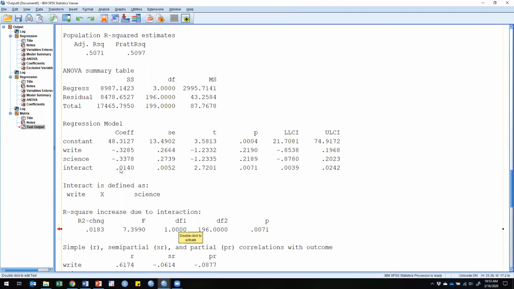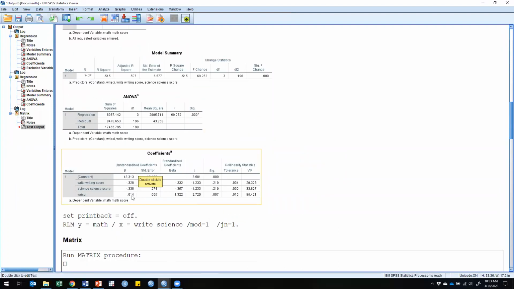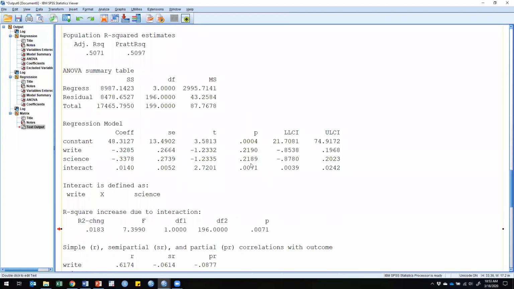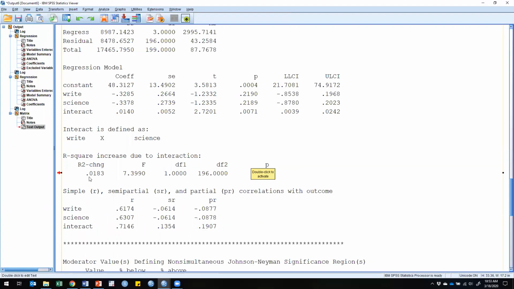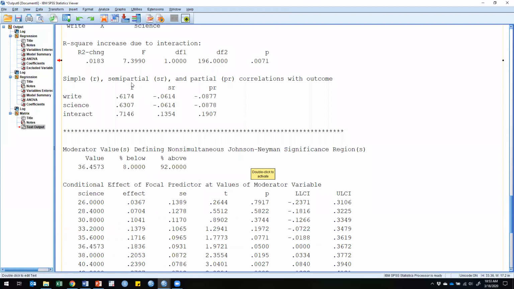Here's our constant. Here's our interaction. Here we go. There's our constant. There's our interaction value. So you can see that we get the same results doing it this way. Here's the change in R squared statistics that we got. Here are the zero order, semi-partial, and partial correlation. This is what SPSS calls the part correlations, if we ask for that.